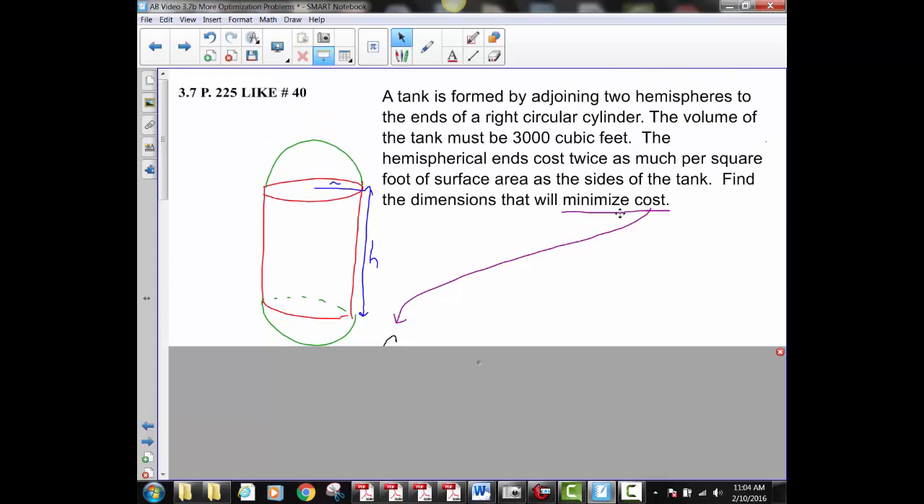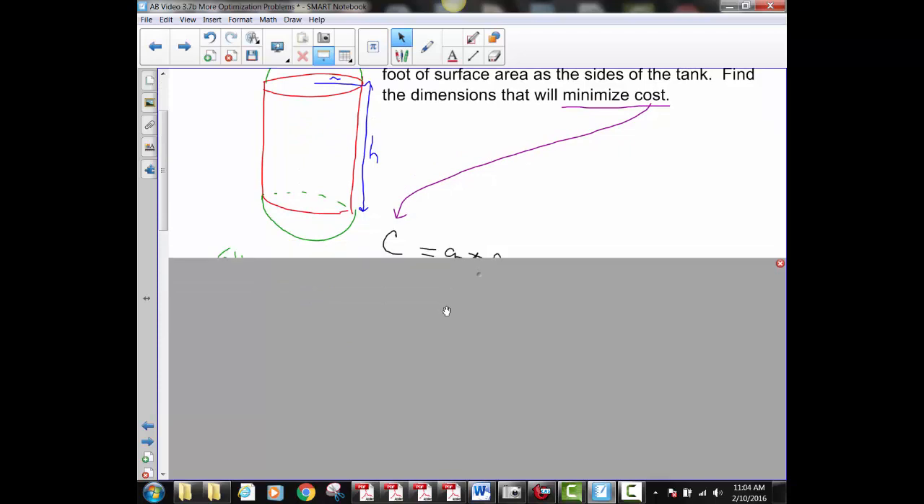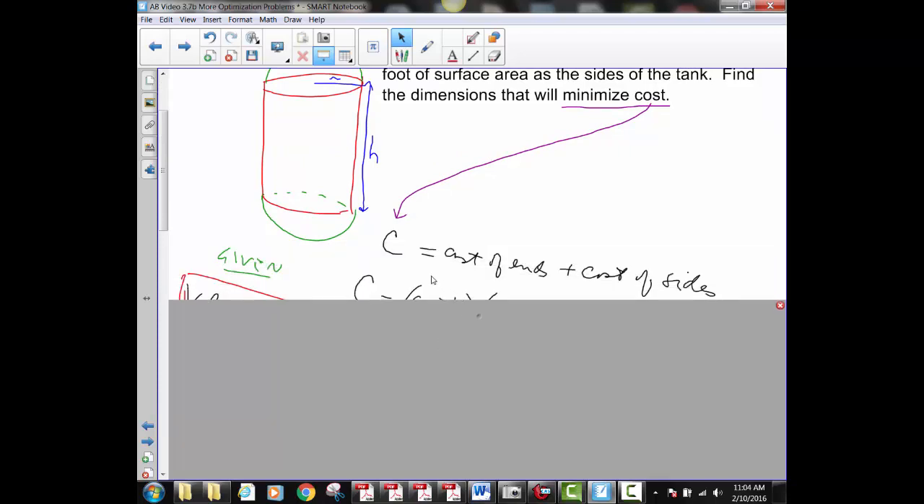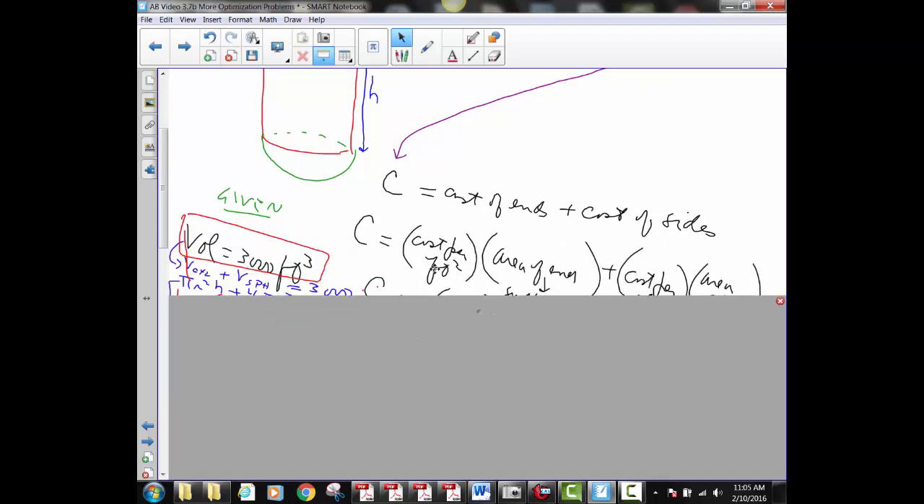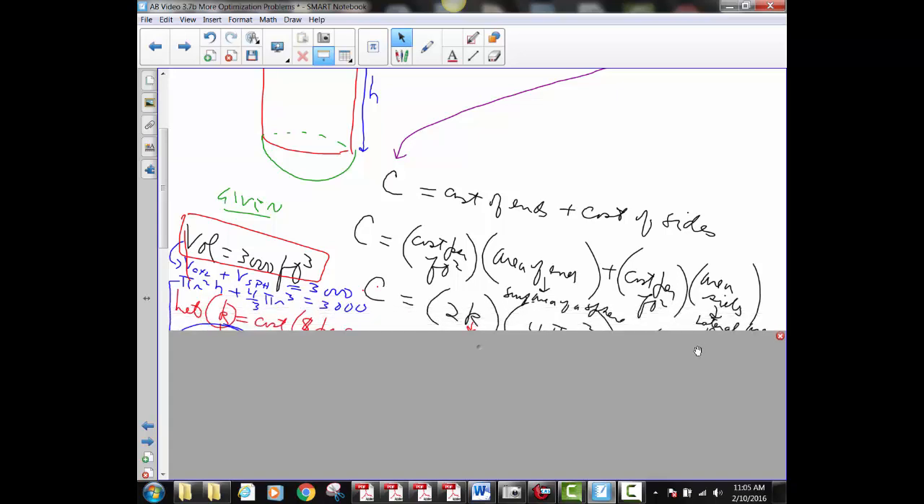So we want a minimum cost. Our function is going to start with C equals. Now, obviously, the cost is going to be the cost to produce the ends plus the cost for the sides, which is around the cylinder. We don't know how much the cost per square foot is for each one. All we know is that the ends cost twice as much. So the cost of the ends will be the cost per square foot of the hemispherical ends times the area of the ends. And the cost of manufacturing the sides of the cylinder will be the cost per square foot of that material times the area of the sides combined.